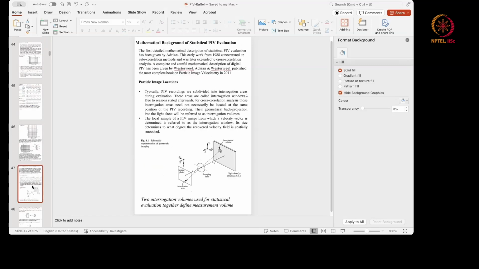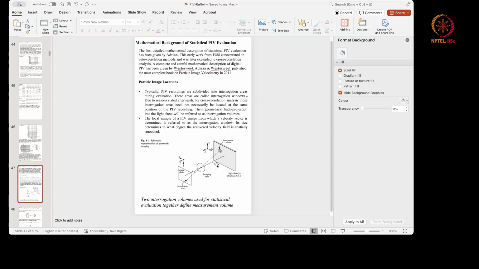Now, from the next class onwards, we are going to do the mathematical background of statistical PIV evaluation. So far, we have talked about how to take the image, how to create the laser sheet, and what the caveats are. Now we are going to look at how to process the images we take, and how the PIV recordings, which as we know are already subdivided into interrogation areas, can finally be used to calculate the velocity.